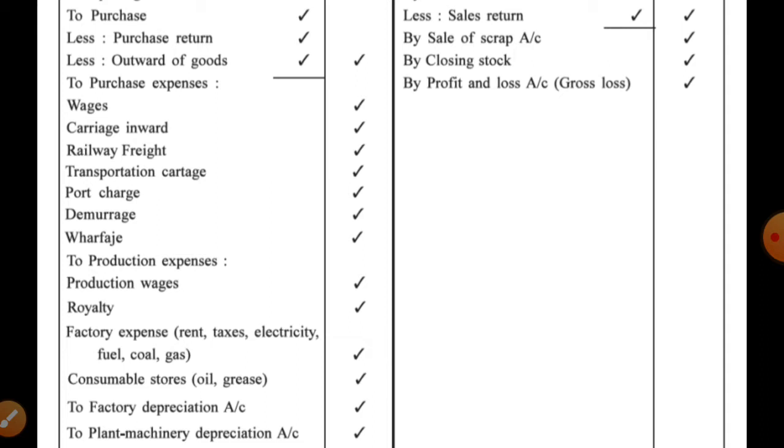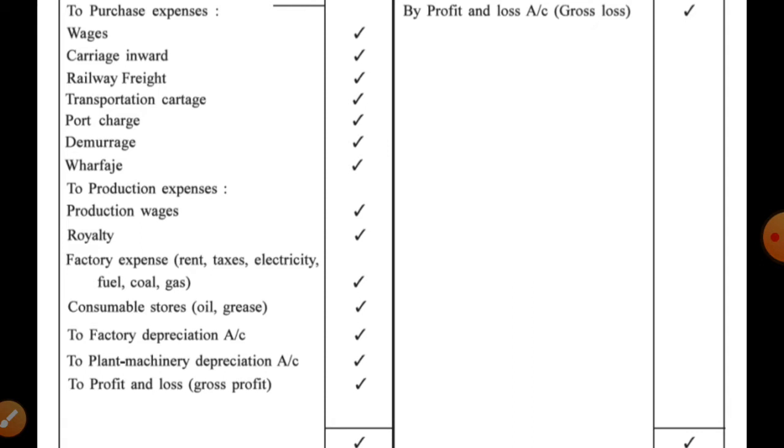Then afterwards, factory expenses, that means rent, taxes, electricity, and so on. Consumable stores, oil, grease, etc., to run the factory machinery. And then afterwards, factory depreciation. Generally we write depreciation in the P&L account, but if it is factory depreciation, then it will be recorded in the trading account. Plant and machinery depreciation, and last is the gross profit.